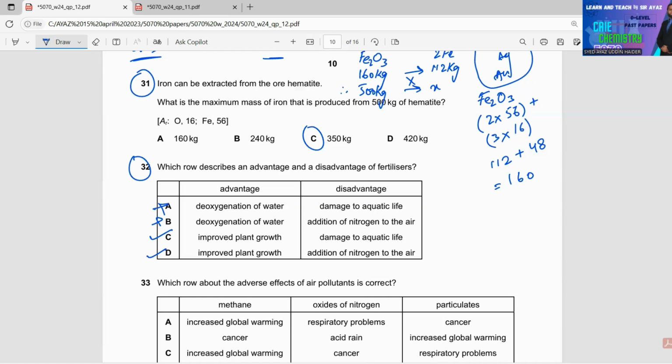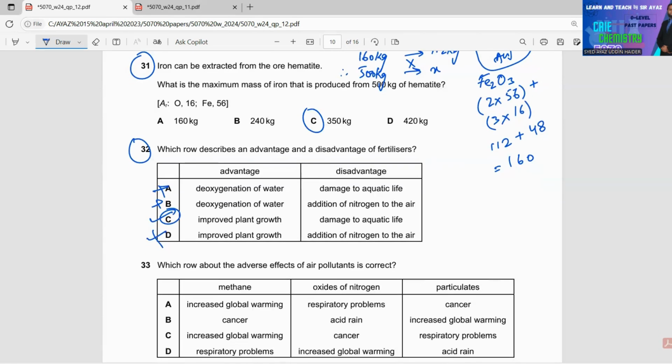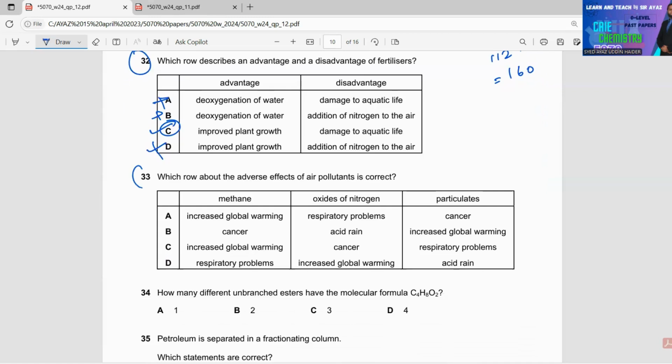Yes, it is involved in damaging aquatic life because the fertilizer increases the growth of algae or seaweeds, which is responsible for depletion of oxygen in the aquatic system, which results in the death of the whole ecosystem. So C must be the right answer in this case. D is incorrect. Into the next MCQ, which is number 33.